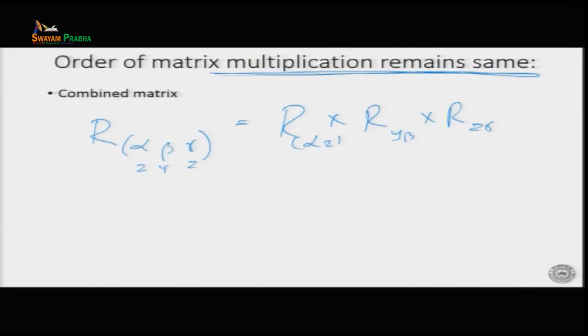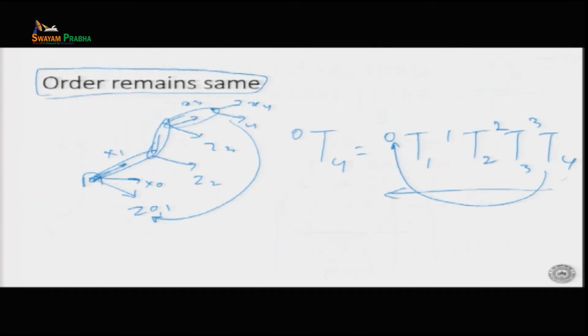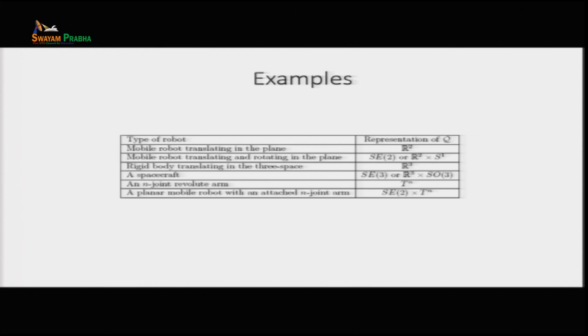Now, let us look at the mapping. These are some examples of dimension of space. For example, a mobile robot translating in a plane is 2D, it is just xy. So, it is R raised to 2. The dimension is 2. Now, a mobile robot translating and rotating is x, y and theta. So, this is 2 dimension, this is 3 dimension.